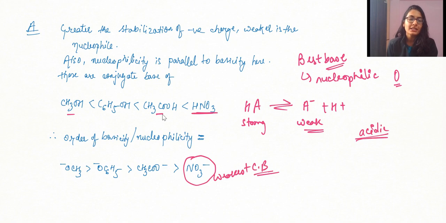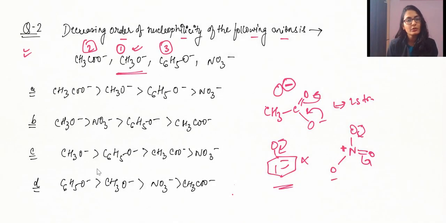Alright, now the comparison between acetic acid, phenol and methanol becomes very obvious. So definitely methanol is the weakest acid, and that is why the methoxide ion is the strongest base. Then goes phenoxide, then acetate, and lastly comes our nitrate. So this is going to be the answer, and the order of nucleophilicity is directly proportional to the order of basicity because the donor atom is the same over here. So our answer is going to be option number C. I hope that this is a good concept, and I hope that you understood it.